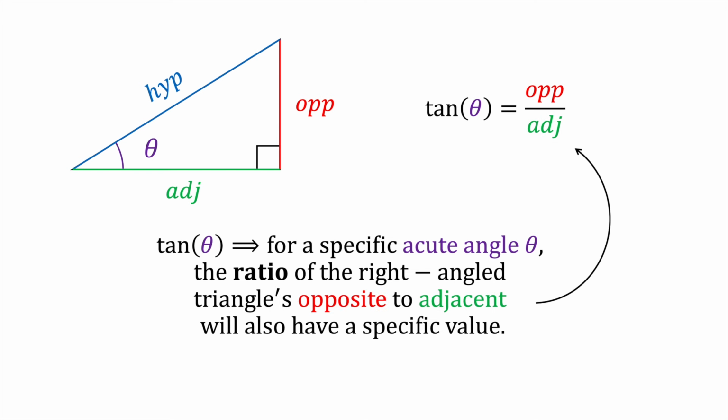The tangent ratio states that for any specific acute angle theta, the ratio of a right-angled triangle's opposite to adjacent will also have a specific value which is calculated by opposite divided by adjacent.